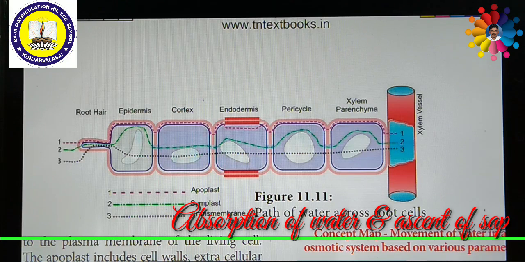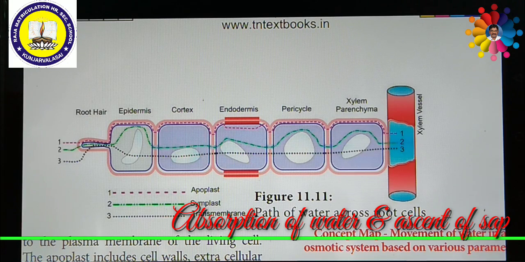It is evident from the fact that even when respiratory inhibitors like potassium cyanide or chloroform are applied, they decrease the rate of respiration. Then we are going to see about passive absorption. Now we shall discuss passive absorption. In passive absorption, roots do not play any role in absorption of water, and it is regulated by transpiration only.